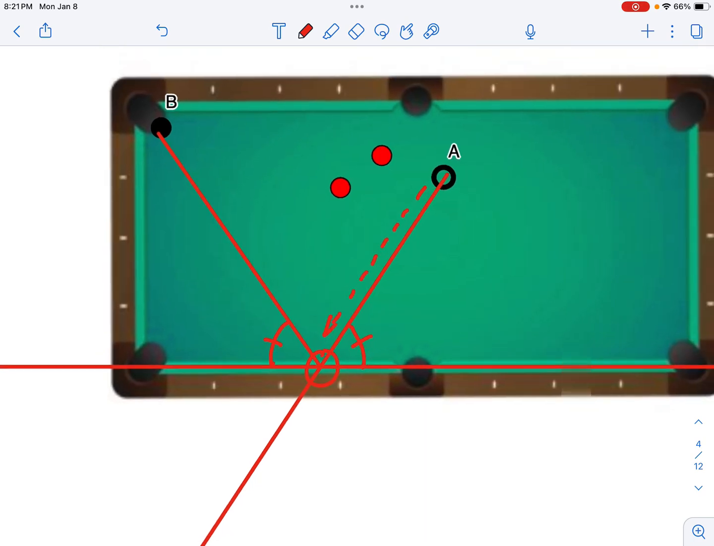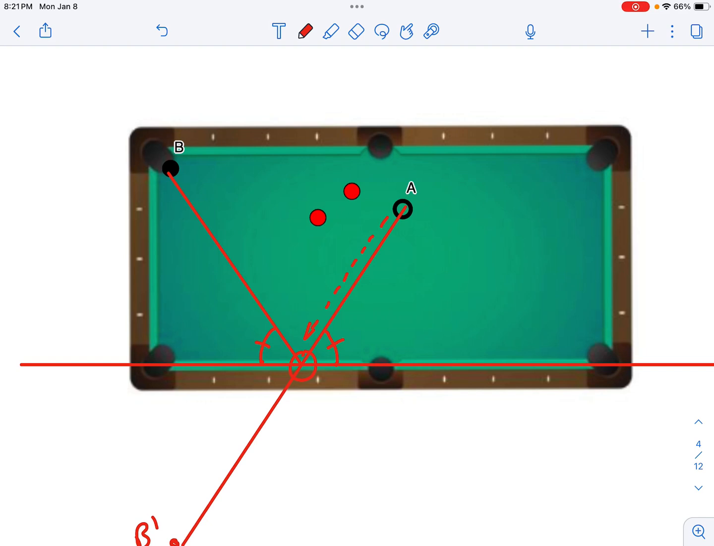It happens in things like carom, if you ever play that game. That's pretty great.